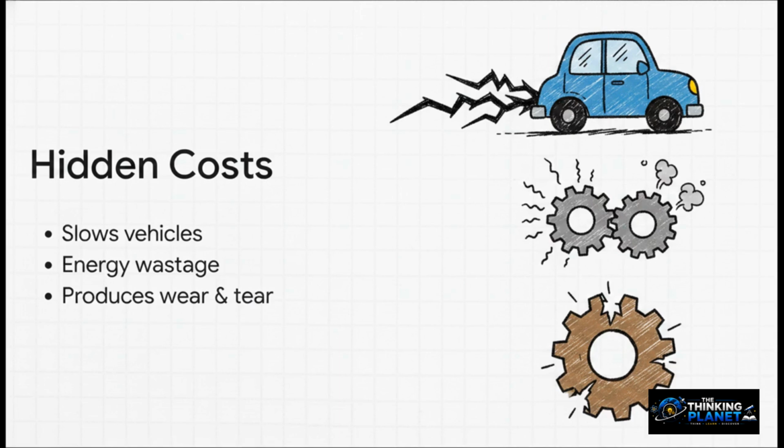Second, it causes massive energy wastage in machinery. Just to overcome that internal friction, machines have to use a ton of extra electricity, which obviously greatly increases the cost of production in factories. And third, it produces serious wear and tear. As parts rub together day after day, friction damages them. That means machine parts are inevitably going to break down over time and require some really expensive replacements.